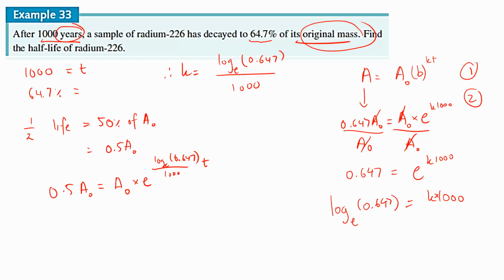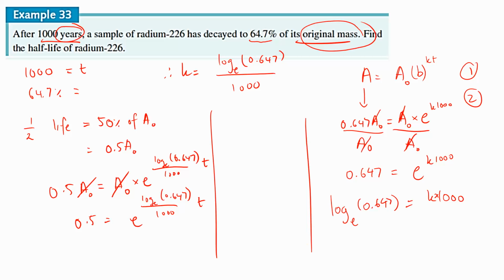So from here, divide both sides by A naught. You get 0.5 equals e to the power of log e of 0.647 over 1,000 t, and you do exactly what you did on this side again. So log e both sides, times by 1,000, divided by log e 0.647. That gives you time. Type that in your calculator.